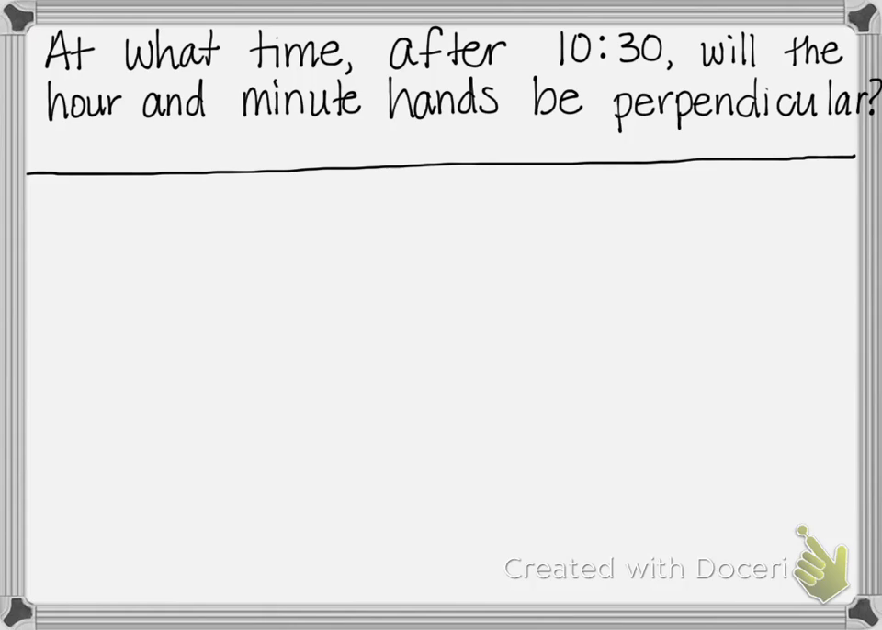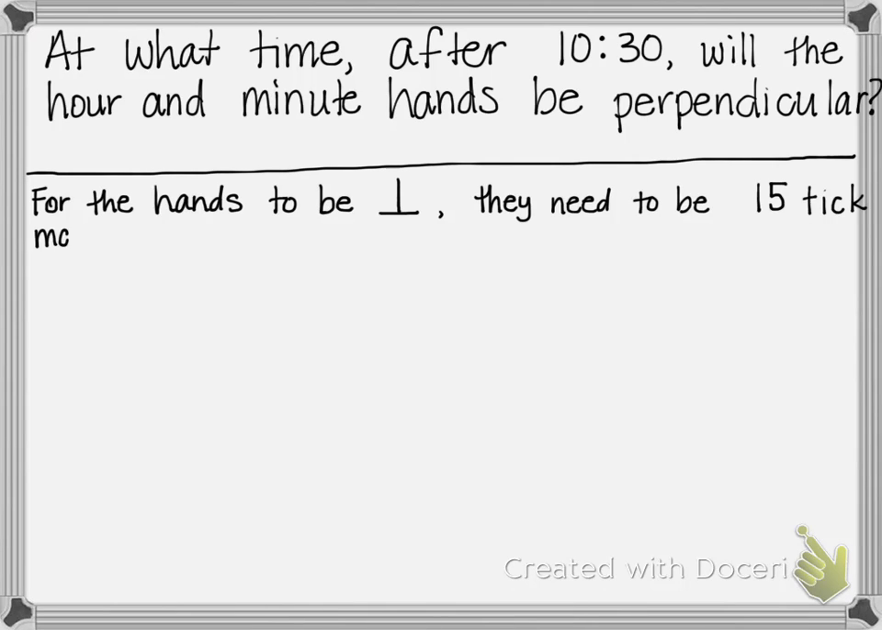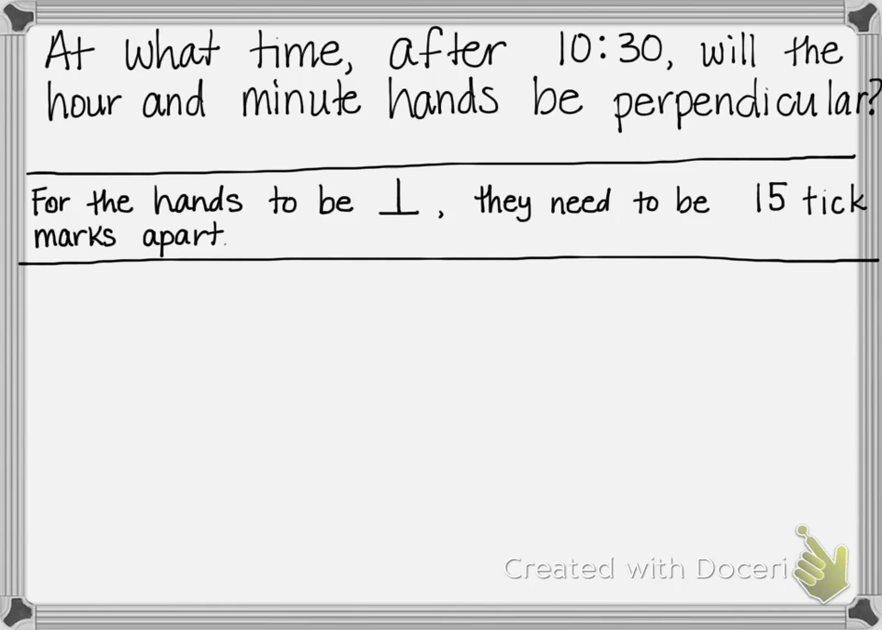So now let's talk about a problem that we would have. At what time after 10:30 will the hour and minute hands be perpendicular to one another? So again, we have to take some understanding about what's going on. For the hands to be perpendicular, they would need to be 15 tick marks apart. That's what would make them perpendicular.